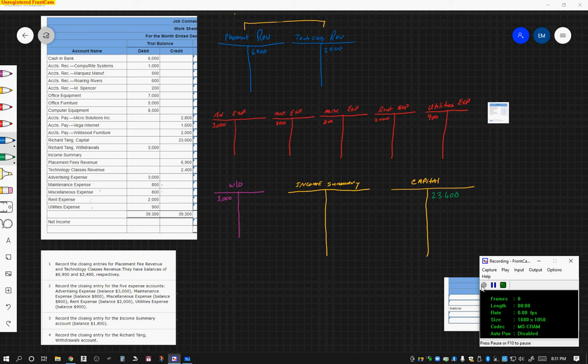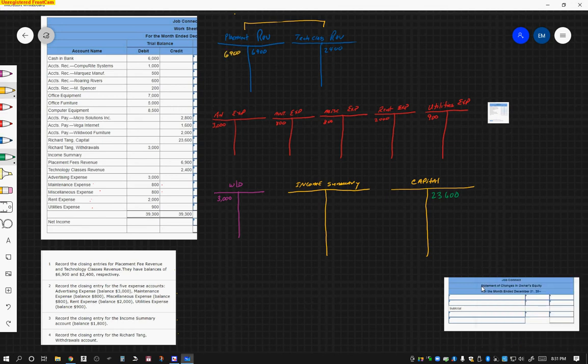Welcome to 10-9 Explained. This is exactly the same problem, different numbers, than 10-8, so we're going to run through it rather quickly. I've taken the liberty of drawing out in T-account form all of the accounts that are going to be closed, pulled off of the trial balance. So the revenues, we're going to run through this rather quickly, so hold on tight.